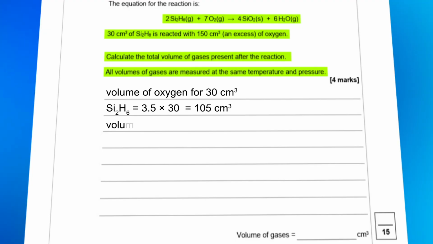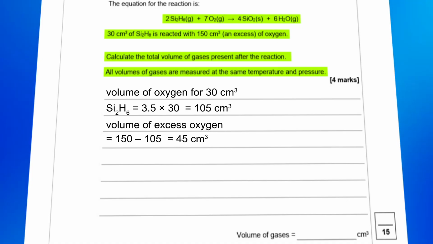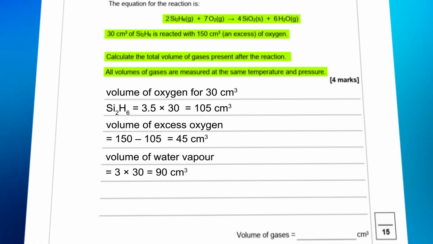So the total volume of excess oxygen is 150 take away 105, and this gives us 45 centimeters cubed. For the third mark, we are going to calculate the volume of water vapor. So we're going to take the volume of the Si2H6 and times this by 3, and we're going to be left with 90 centimeters cubed.